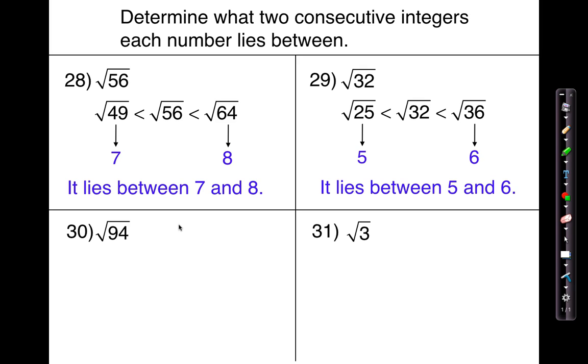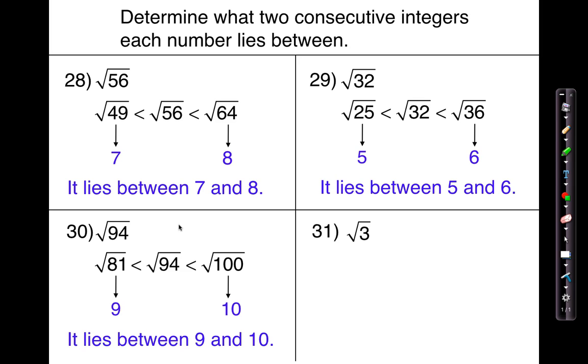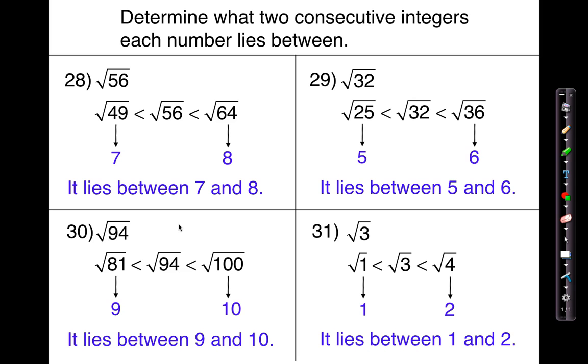Number 30, 94, let's see, that's going to fall between the square root of 81 and the square root of 100. So I'm going to simplify to say that it's going to be between 9 and 10. Number 31, the square root of 3. The square root of 3 lies between the square root of 1 and the square root of 4, which simplifies to 1 and 2. So I'm going to say it lies between 1 and 2.